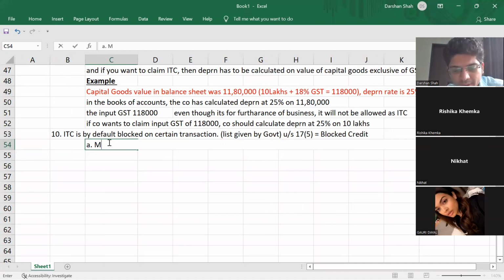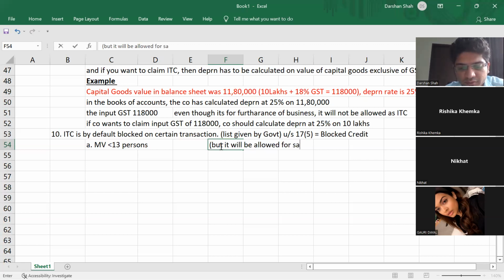Motor vehicles with seating capacity less than or equal to 13 persons. It is completely blocked, not allowed. But it will be allowed for what three businesses? Sale, driving school, and transportation business. I'll say transportation business instead of taxi business.